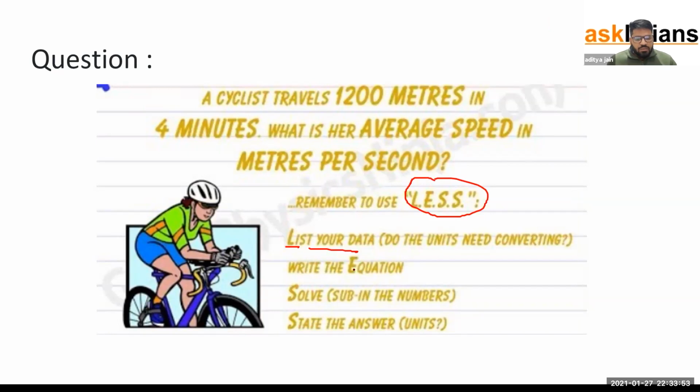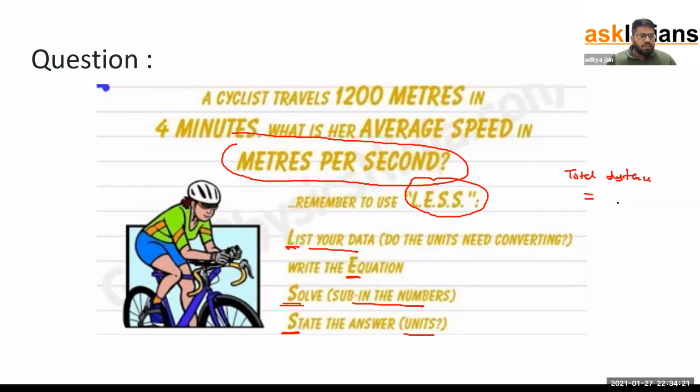Now the second point is write the equation. Write the equation involved in the question which is required to solve it. Then solve the equation by putting in the values which are given. And finally, state your answer in SI units or whichever units the question is asking. So you have to calculate the average speed in meter per second. So basically, what is given? Total distance.